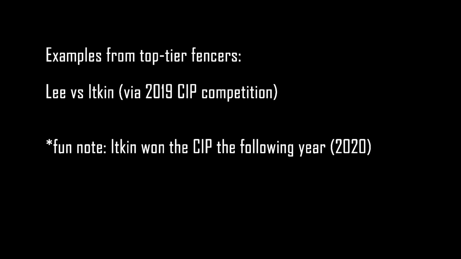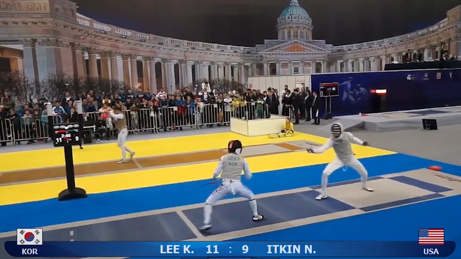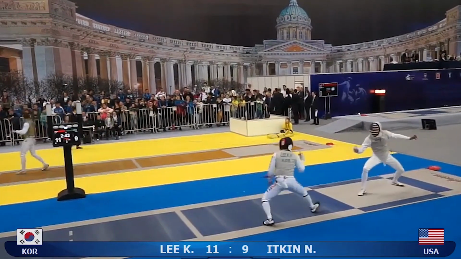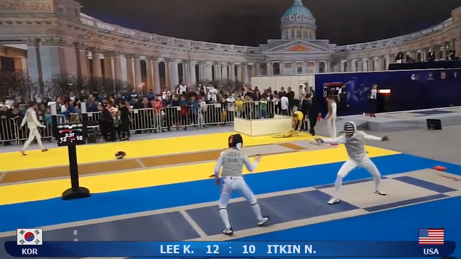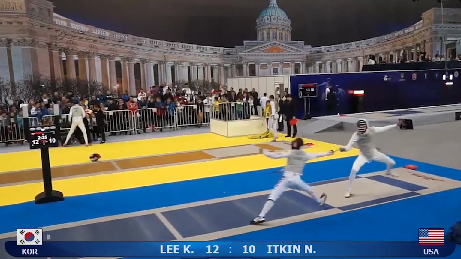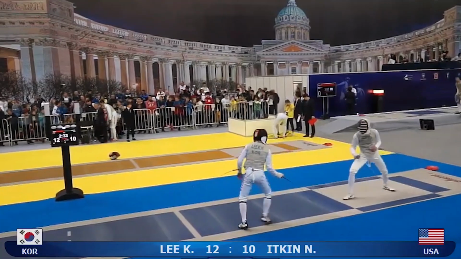If you don't believe us, let's take a few looks at some examples on the senior circuit. Here we can see Lee and Itkin, aka the People's Champ, in the CIP 2019 competition. Itkin boasts one of the strongest defenses in the circuit. However, Lee is able to break through by doing small little movements. Even when Itkin finds the blade, he can't really punish it because Lee is already one tempo ahead, jumping back ready to retake.